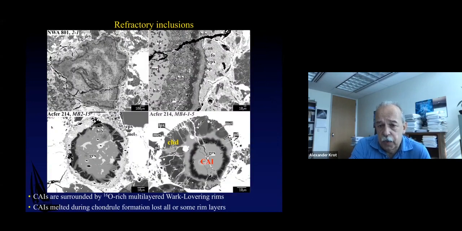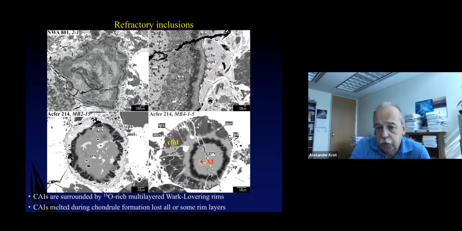Another important point is that the refractory inclusions, or calcium and aluminum rich inclusions, in all chondrite groups are surrounded by multi-layered rings, the so-called Wark-Lovering rims. And these rims have exactly the same oxygen isotope composition as the host inclusions. Most people think that these rims formed in the same reservoir where refractory inclusions formed.